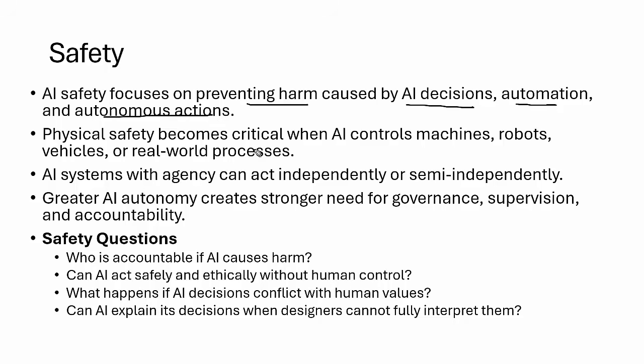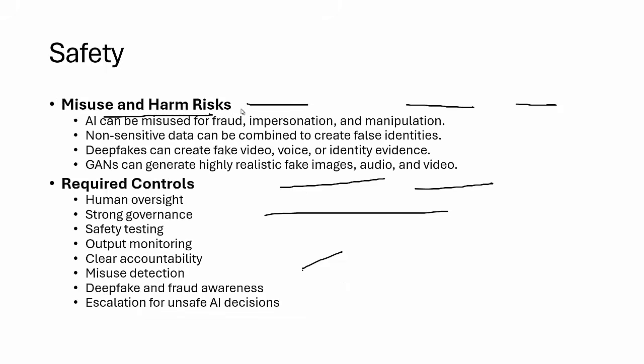Okay, so an AI system with agency can act independently or semi-independently. So greater AI autonomy creates a stronger need for AI governance. So when you're building an AI system, the safety question is: who is accountable if AI causes harm? Can AI act safely and ethically without human control? What happens if AI decisions conflict with human values? Which decision will be preferred first? Can AI explain decisions? All those factors we need to consider when you're talking about safety.